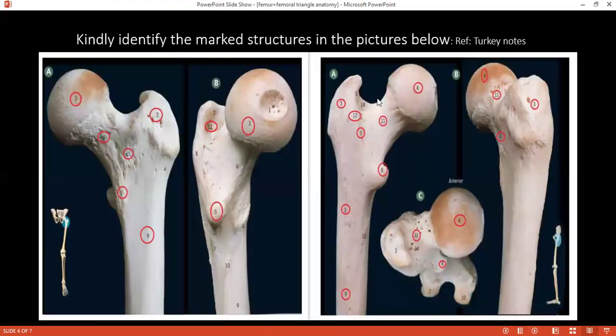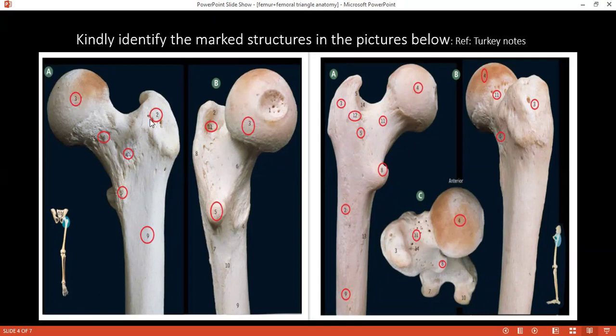Can you identify the bone that you're seeing in front of you? Yes, ma'am. It is femur. Would you be able to identify which side? Left side. Okay. All right, can you please identify the structure number 3 in picture A? Acetabulum.